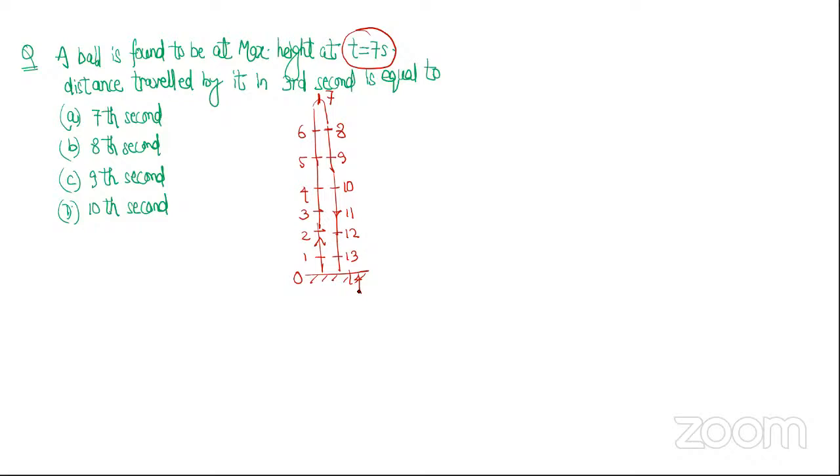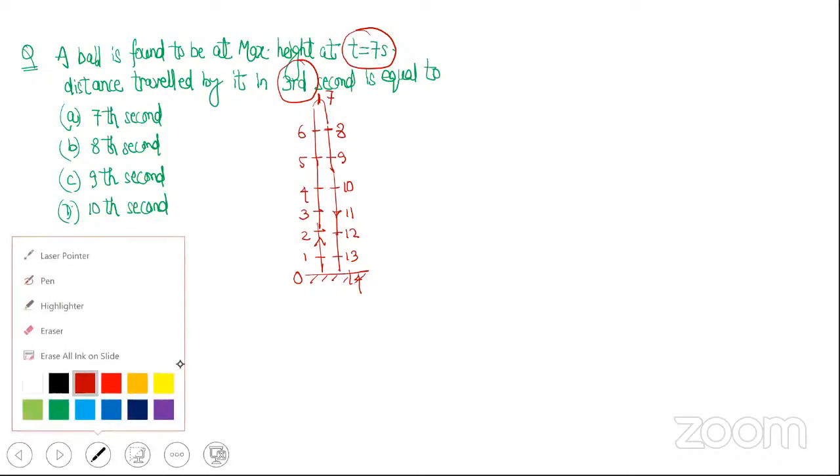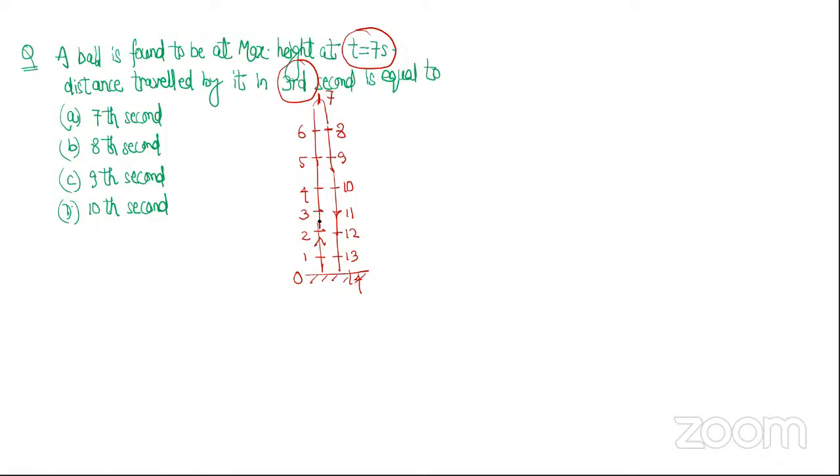Now he is asking the distance traveled by it in the 3rd second. 3rd second means which one? 3rd second means this one, it is 2 to 3. This is called the 3rd second. That is equivalent to this one, 11 to 12, which is called the 12th second. So this is called the 3rd second, and this will be called the 12th second.